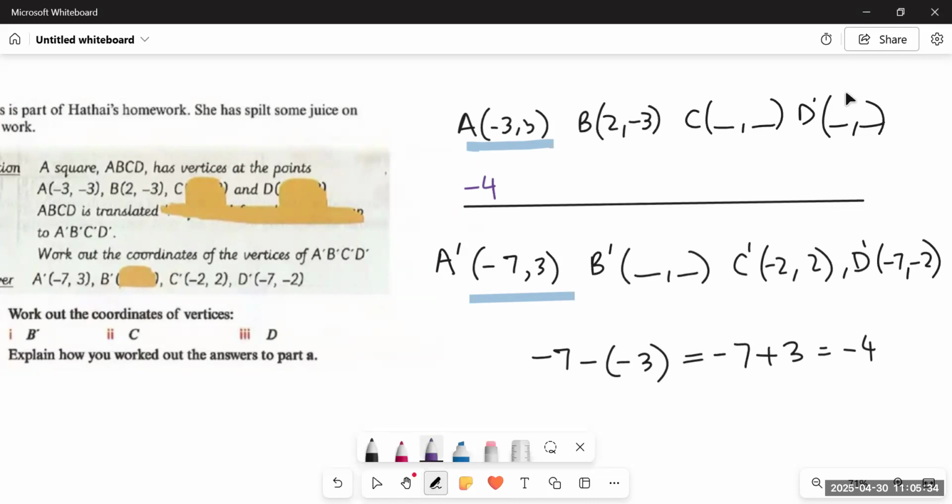Then we have 3 and 3. It means we are doing nothing. 3 minus 3 is equals to 0. So this translation is the same.